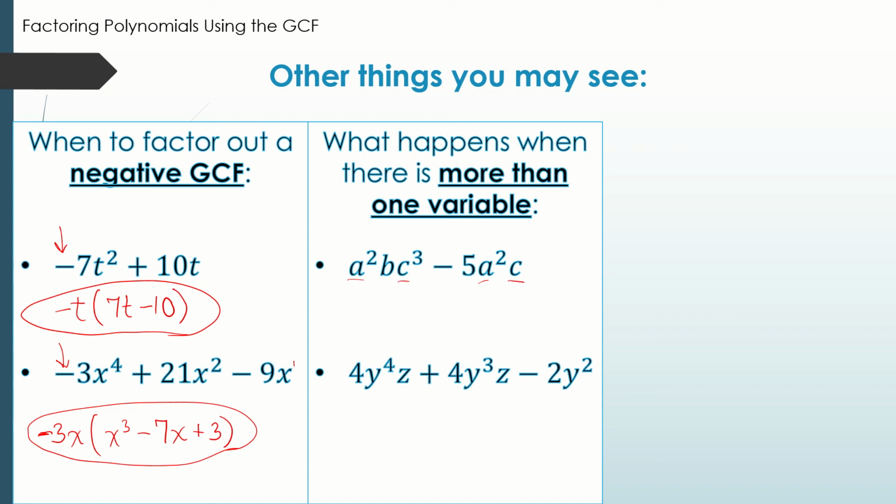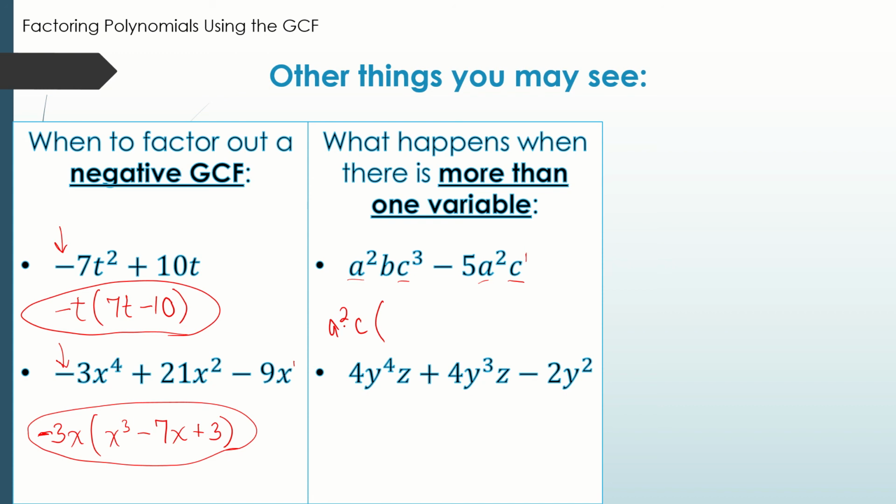So I'm going to look at each of these letters individually to figure out how many I can take out. This has a squared, and this has a squared, so I can take a squared out of both of those terms. We already said we can't take a b out of both because the second term does not have a b, so it's not in common. This has c to the third, this has c to the first, so the most I can take out is c to the first. So my GCF is a squared c. I'm going to write that down and then divide that out.